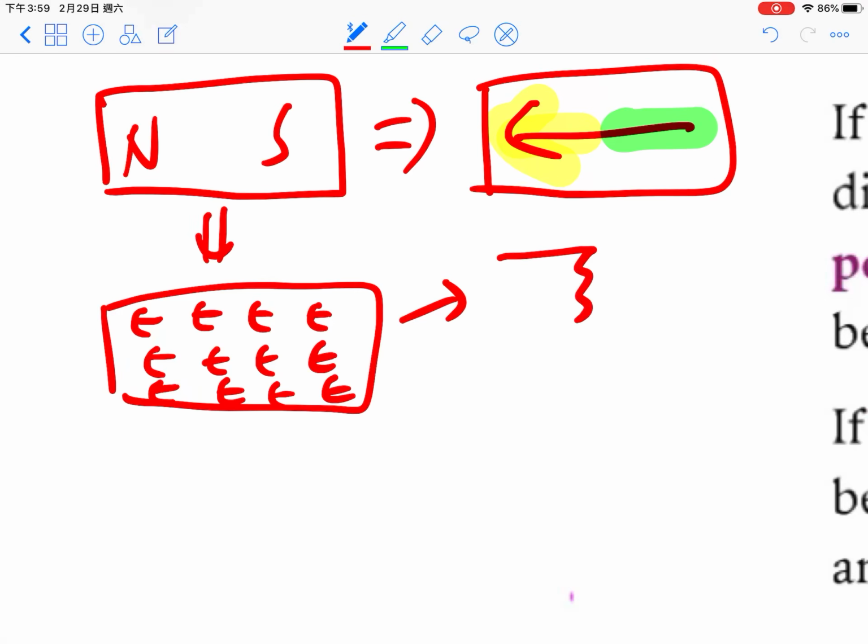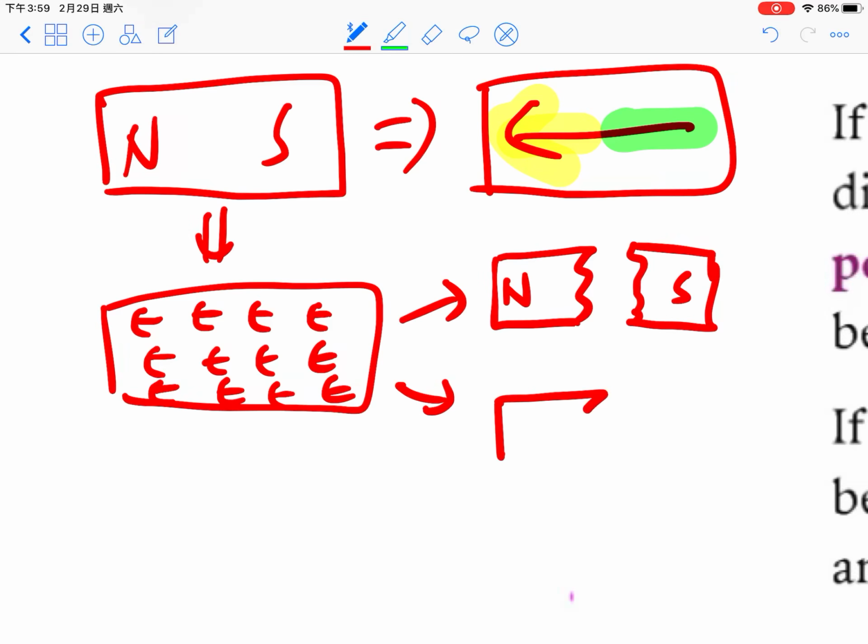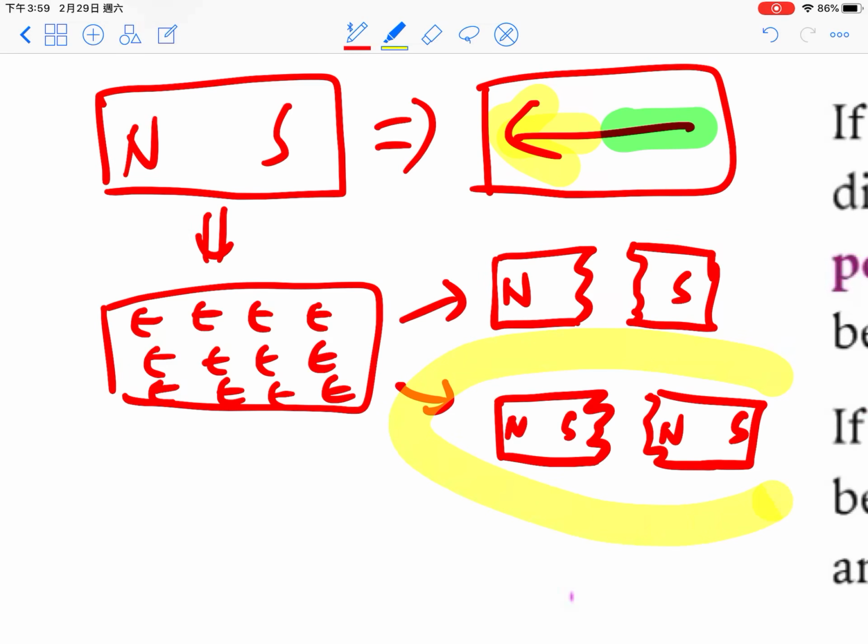Choice 1, it will become two magnets with one pole only. Choice 2, we have two pieces, but each has both north pole and south pole. Okay, the answer is B. Do you know why?